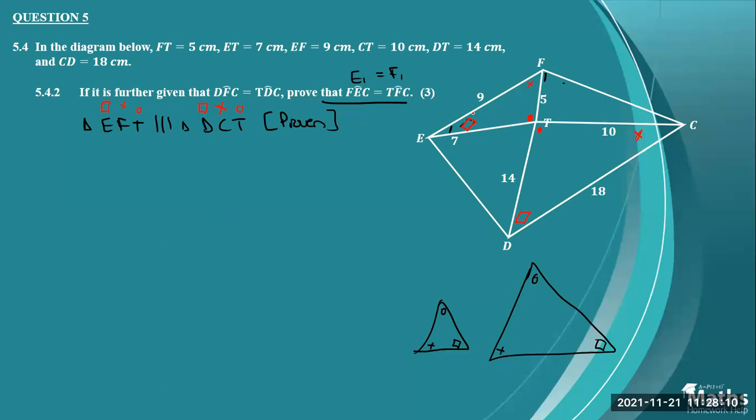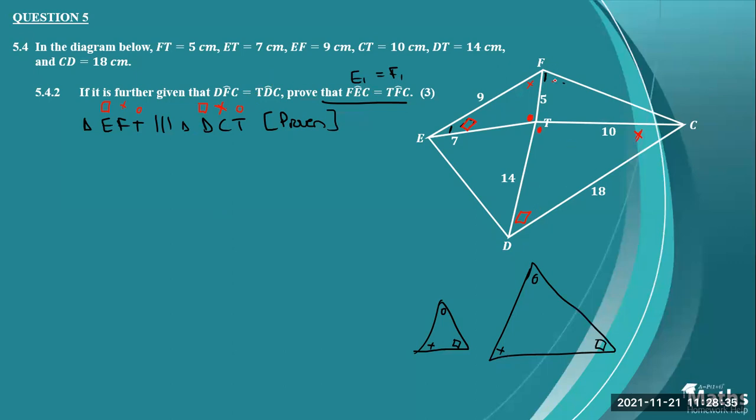So we must now decide which of these angles we are going to work with. And we also have to incorporate this, DFC. This one, this F1, is actually equal to TDC.